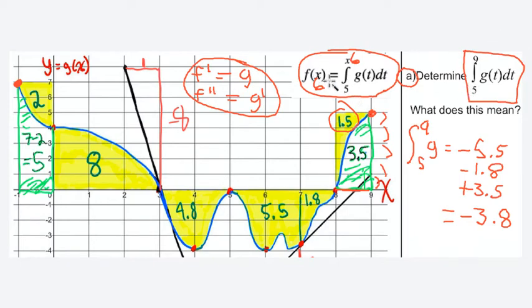The definition of the question says that f at x equals the area from 5 to x. Well, we just did the area from 5 to 9. So what is that? That's f. Whoops, wrong thing. That's f at 9. Okay, that's what it means.